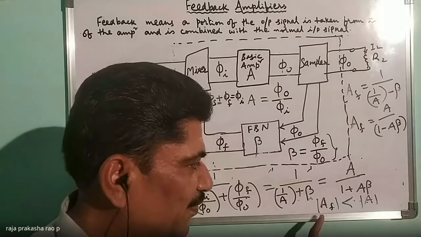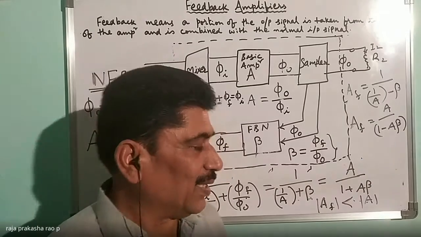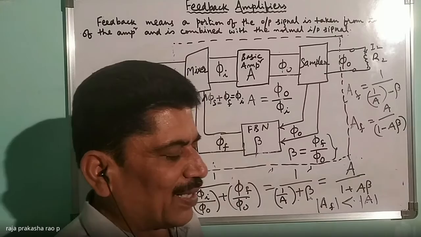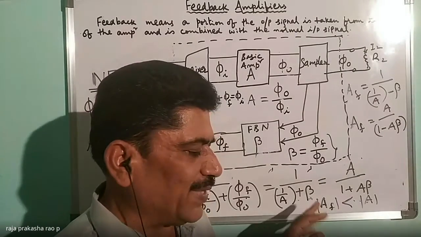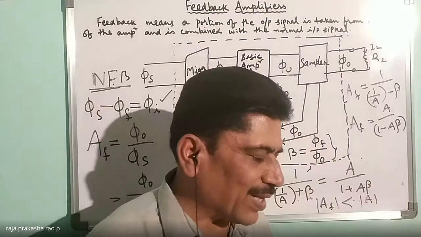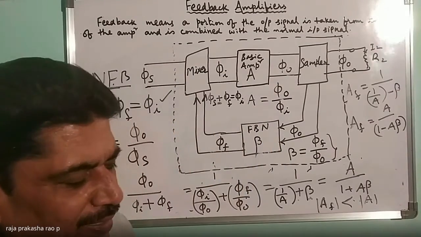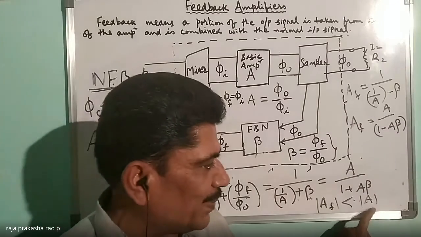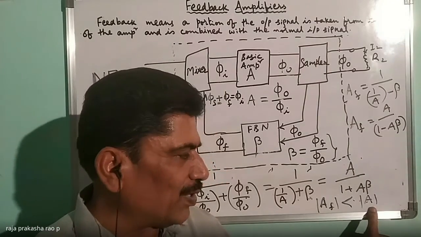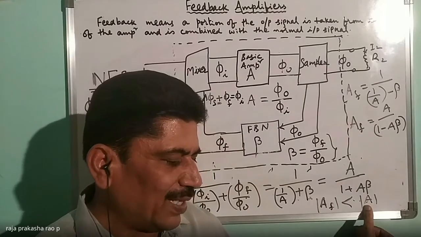So with feedback, we are losing a part of the amplitude, is it not? So at the expense of this, we are getting some advantages. What are those advantages? Here we are losing the amplitude, right? When there is no feedback, the voltage gain is A.